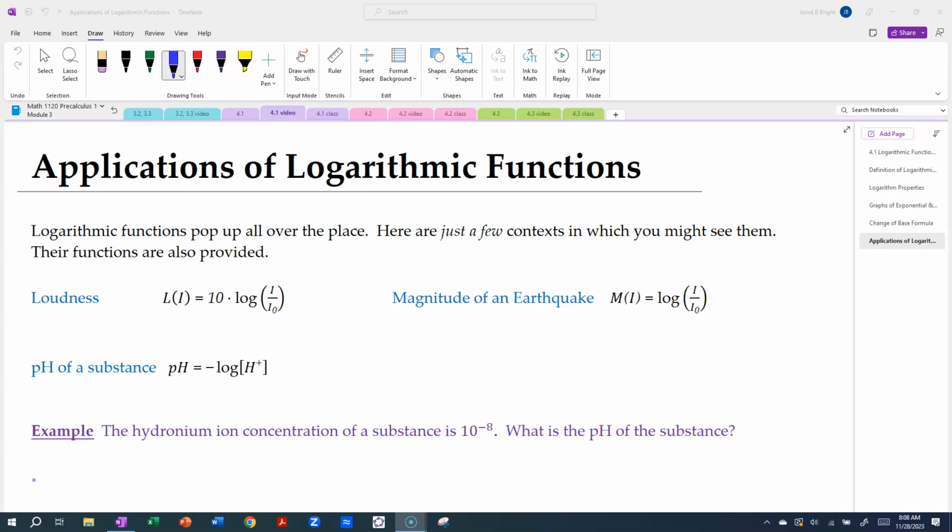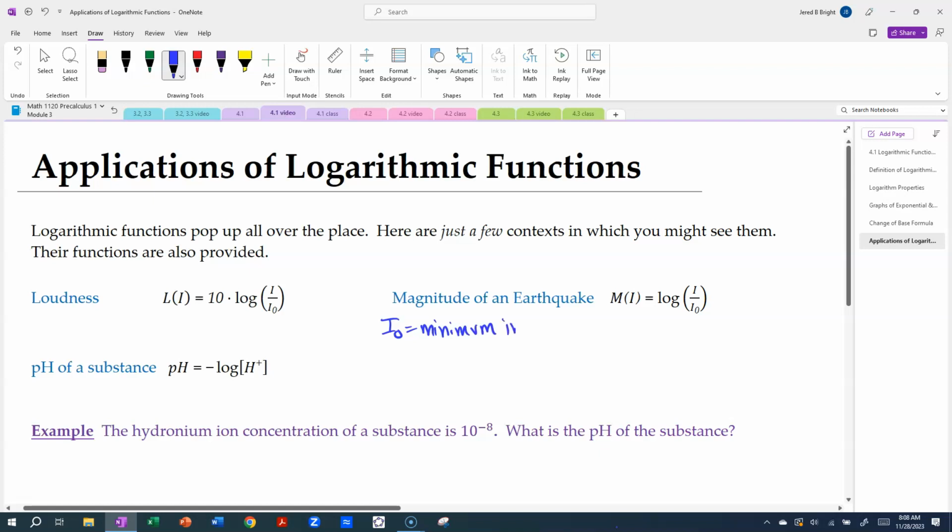Other examples where they occur naturally are functions of loudness. When you calculate anything with decibels, like how loud something is, loudness is on a logarithmic scale, as is the magnitude of an earthquake, which might be more commonly known. And this I0 that you see in both of these equations, we call the minimum intensity threshold. This is applied a little bit differently in each of these contexts.